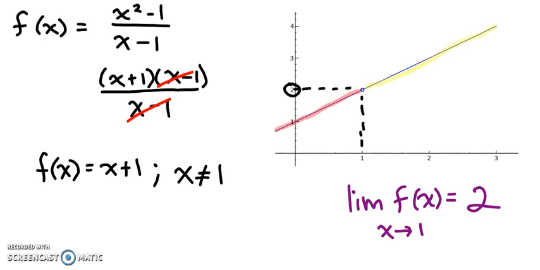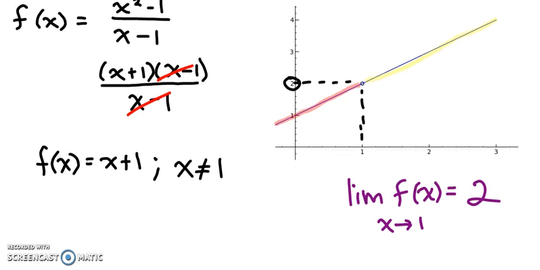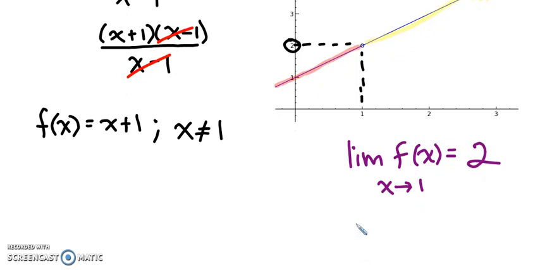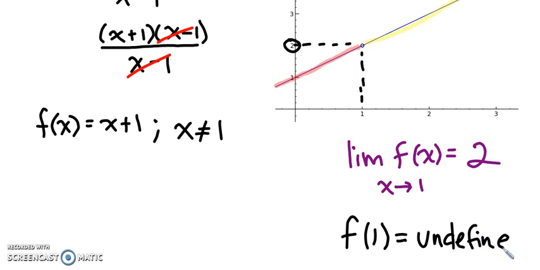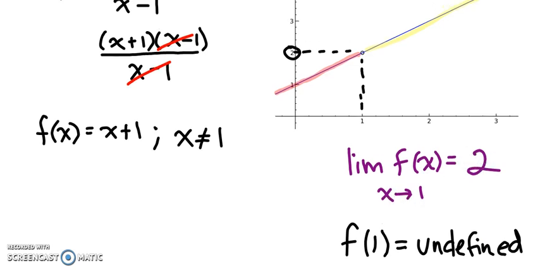That's your answer. Now, don't get this confused with f of 1. f of 1 is still undefined. This is the limit. The limit of f of x as x approaches 1 is equal to 2. And a quick recap: we take the left side of the function f of x and the right side of the function f of x, and where the two sides meet, that's the limit. The output value would be your answer.